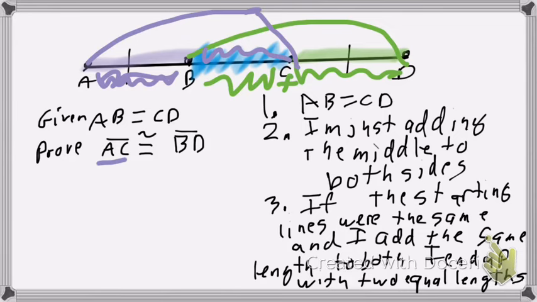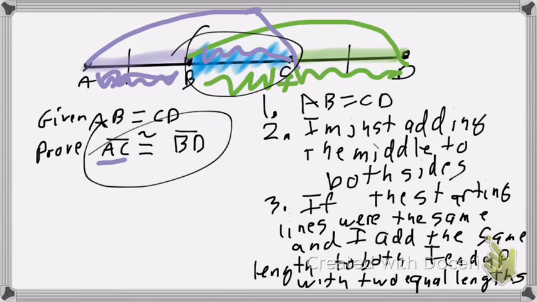Now that, ladies and gentlemen, is what we call a paragraph proof. I'm not doing a 2-column proof. I'm simply saying how I know that this has to work. So I know that AB equals CD. I then know I'm adding the middle, that B to C right there. And I'm adding the same length to both sides. And I know that if I start off with the same lengths, and I add the same lengths to both of them, then I'm going to end up with the same lengths. And that's how I know that AC is going to be congruent to BD.